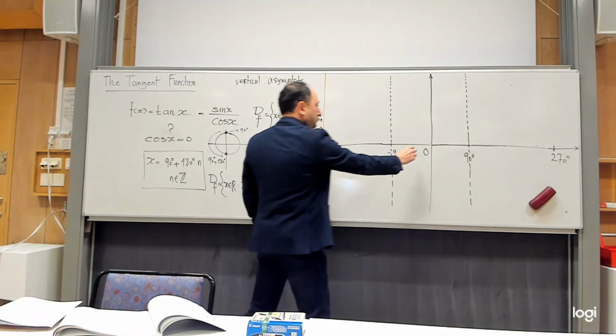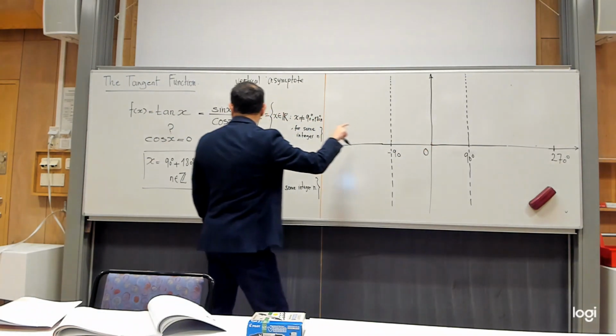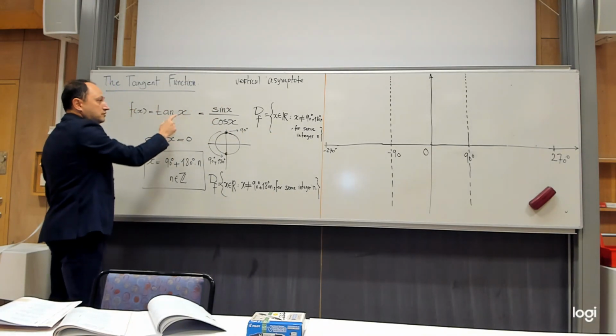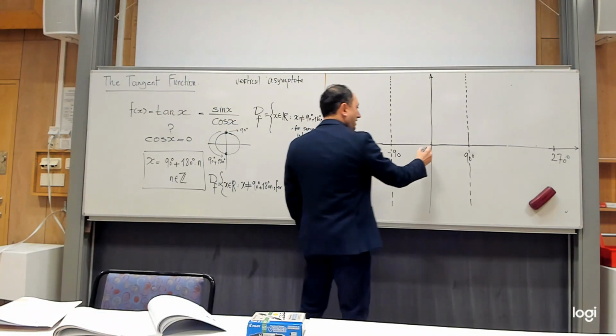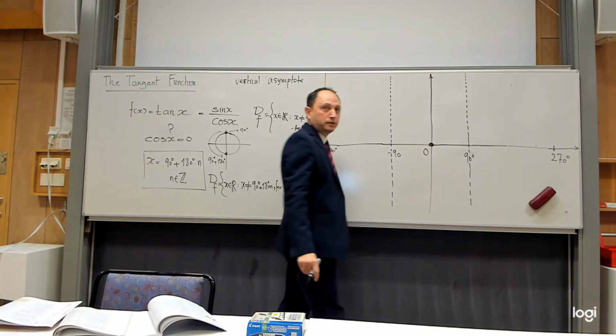This one, you don't have any problems. What is the value here? I put 0 into my function. Tangent of 0 is 0. So definitely the graph of the function will pass through this point.